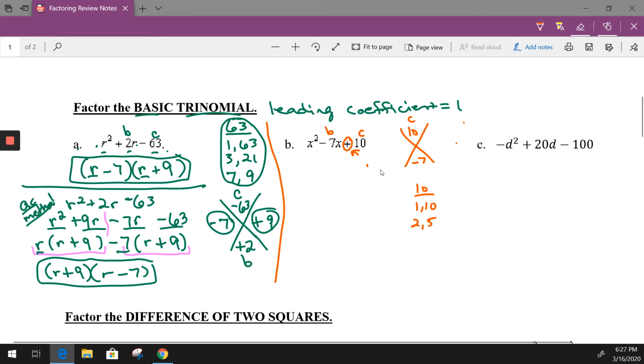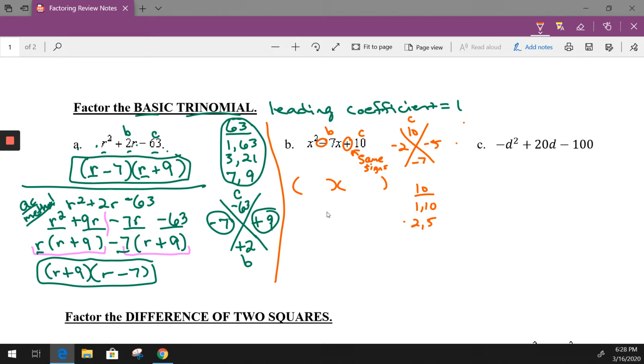So we are going to have the same signs in our two binomials. But in order for them to add up to a negative 7, they must both be negative. So a negative 2 and a negative 5 will work, because negative 2 times negative 5 multiplies together to equal positive 10, but then they'll add up to a negative 7.